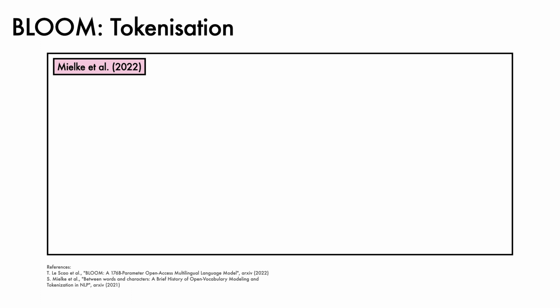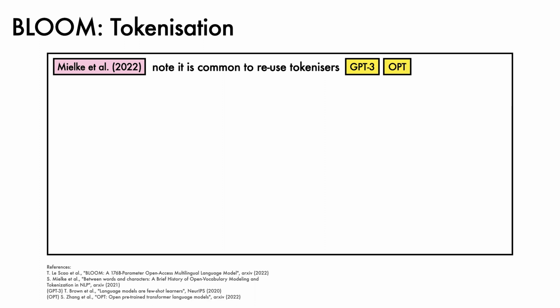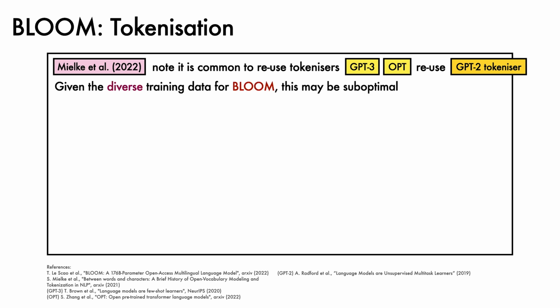As noted by Mielke et al. in their short history of tokenization, it's common to reuse tokenizers. For example, GPT-3 and OPT both reuse GPT-2's tokenizer, a tokenizer that is trained for the English language. This made sense in the context of these studies to control for factors of variation. However, given the diverse data in ROOTS, reusing this for BLOOM may be suboptimal.